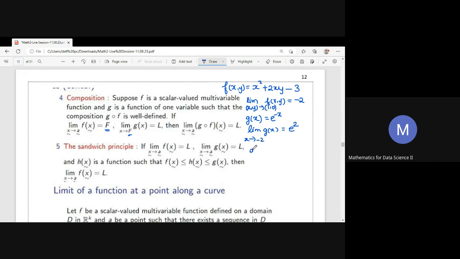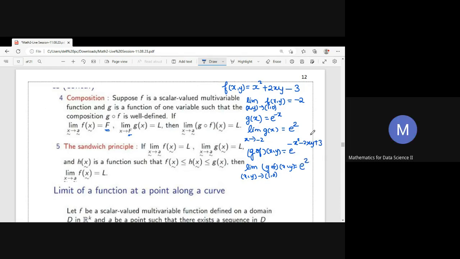Now what is g composition f of x comma y? I have not applied the limit. Then e raised to minus x squared minus 2xy plus 3. Now, if I am applying the limit as x comma y goes to a tilde, which is 1 comma 0, of g composition f of x comma y, what is the answer you will get? e power minus 1, this will become 0, and plus 3. So it will become e squared.